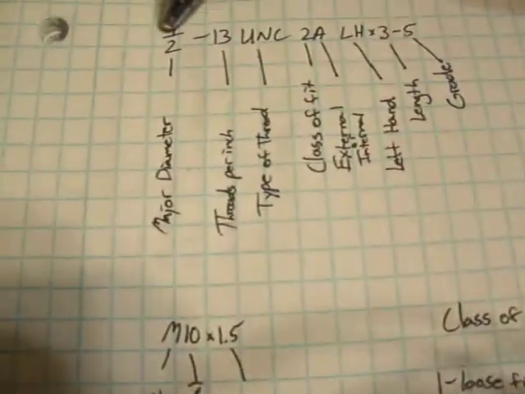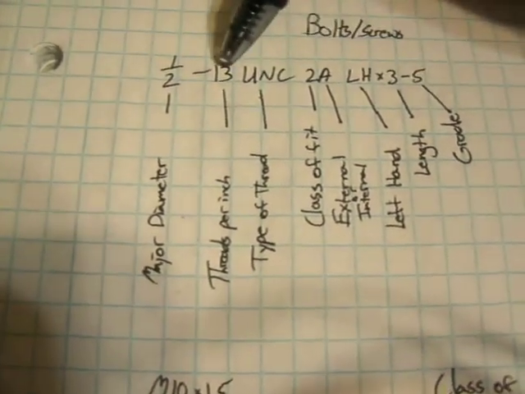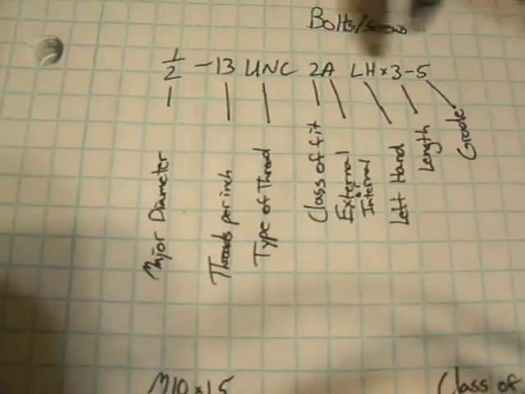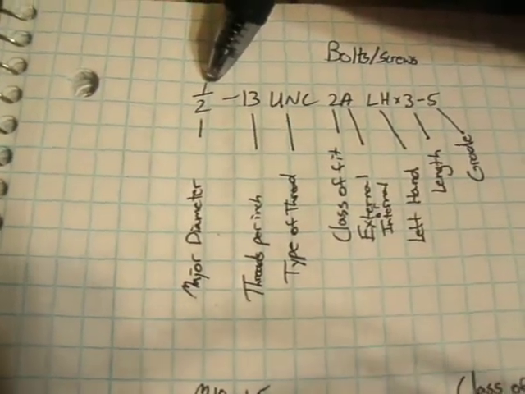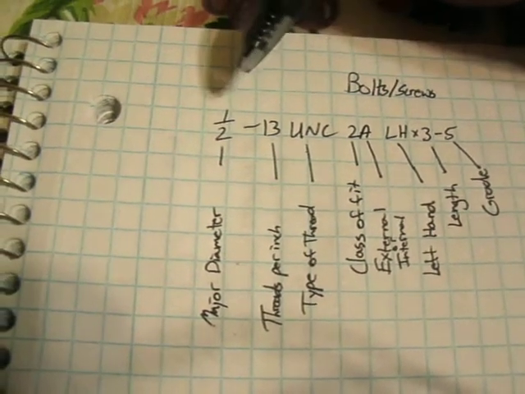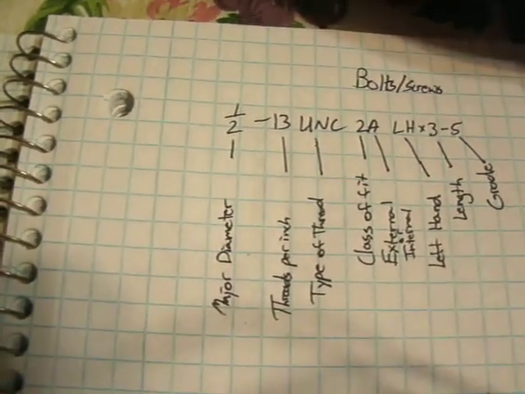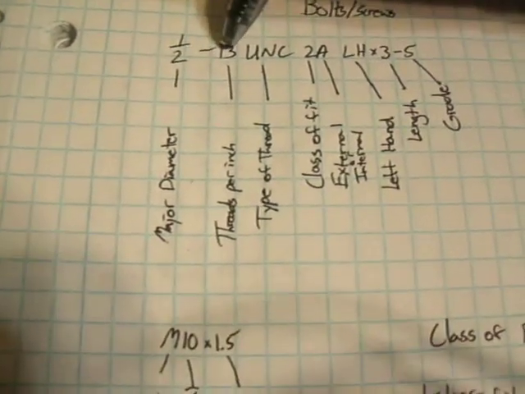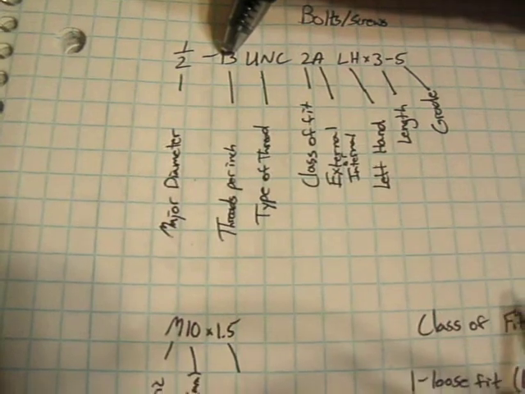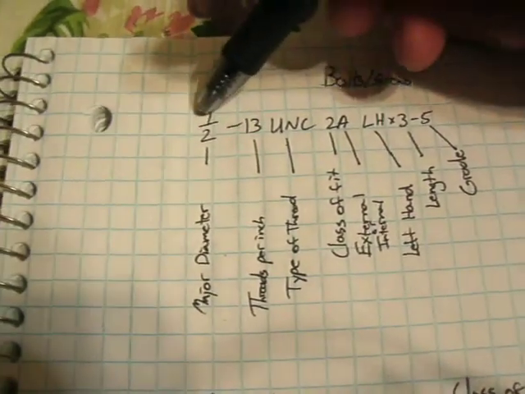So this is a classification for a thread, and it's kind of long, but once you break it down, it's not too bad. The 1/2 inch is the major diameter of a bolt, for example. I just chose 1/2 inch because it's pretty common; it can be 1/4 inch, 5/16, whatever. The number after that is threads per inch. 13 is pretty common for Unified National Coarse thread for 1/2 inch.